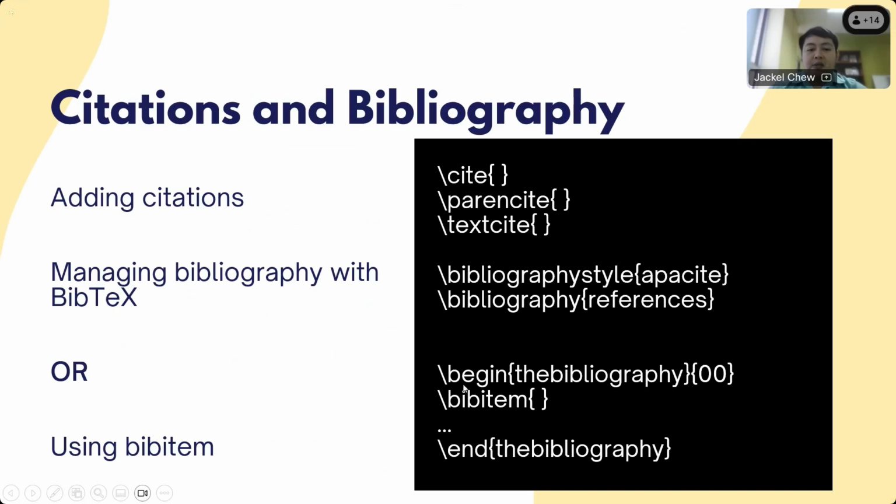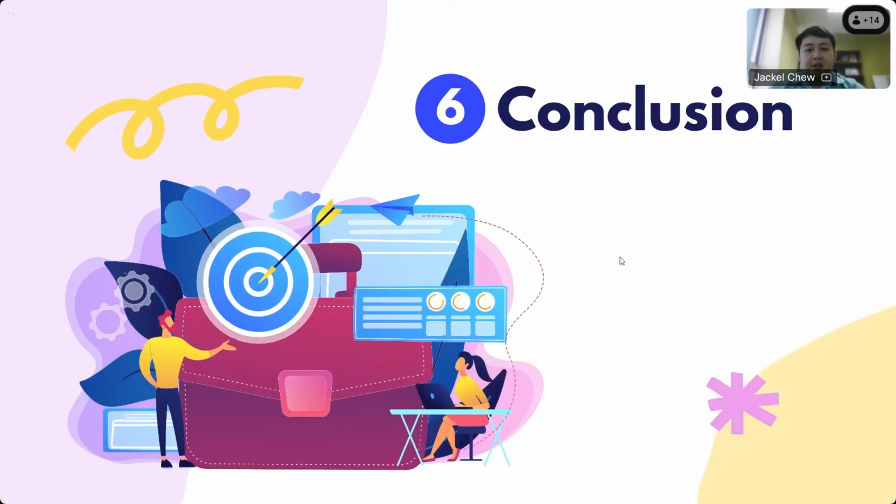And then this one is where you prefer bibitem. Bibitem is usually used if you write a short journal article. I just show the example here, but this one is not included in our thesis template. Okay, so conclusion.